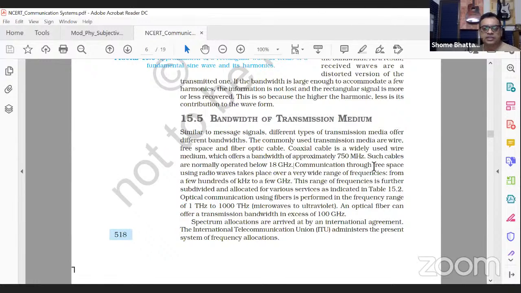Okay, whereas space waves, which are basically radio waves, there the range has to be several hundred kilometers. Okay, and the frequency range has to be a few gigahertz, because a lot of data is being transmitted through different channels. Therefore, this entire frequency range of a few gigahertz is broken and subdivided into more segments. Okay, whereas optical communication systems require a frequency range in the terahertz region.